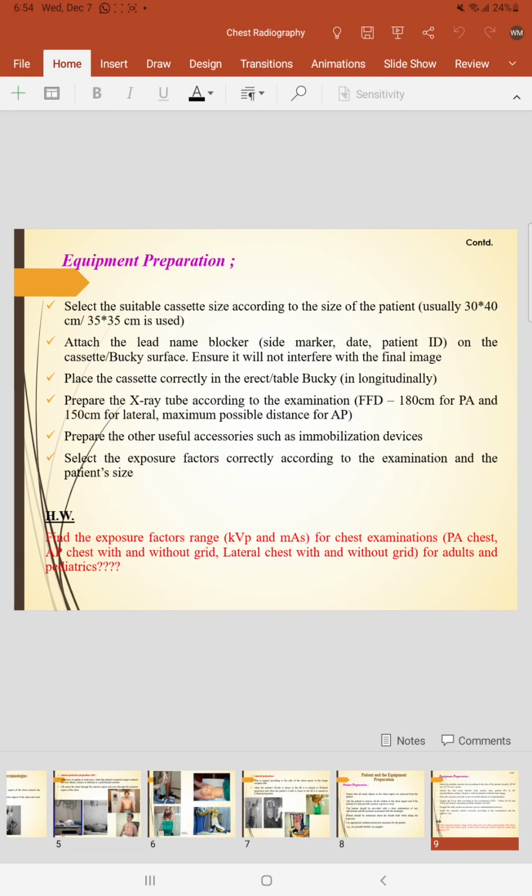Then the equipment preparation. Select the suitable cassette size according to the size of the patient. Usually 30 by 40 cm or 35 by 35 cm is used. Attach the lead name blocker, side marker, date, and patient ID on the cassette or bucky surface. Ensure it will not interfere with the final image.